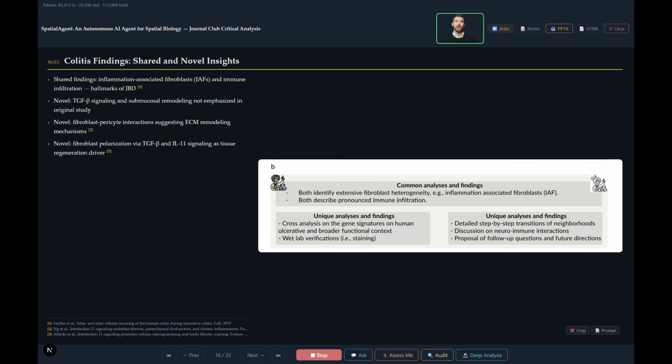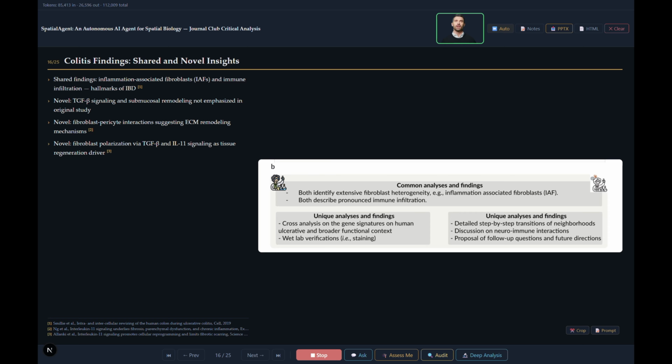Figure 6b is a fascinating comparison. SpatialAgent independently reproduced key findings from the original study, notably the role of inflammation-associated fibroblasts and significant immune infiltration. But it also had insights that were not emphasized in the original paper: enhanced TGF-beta signaling, submucosal remodeling, and fibroblast-parasite interactions suggesting ECM remodeling. The agent proposes that fibroblast polarization, mediated through TGF-beta and IL-11 signaling, is a critical process in tissue regeneration. These are plausible biological hypotheses supported by prior literature on IL-11 and fibrosis.